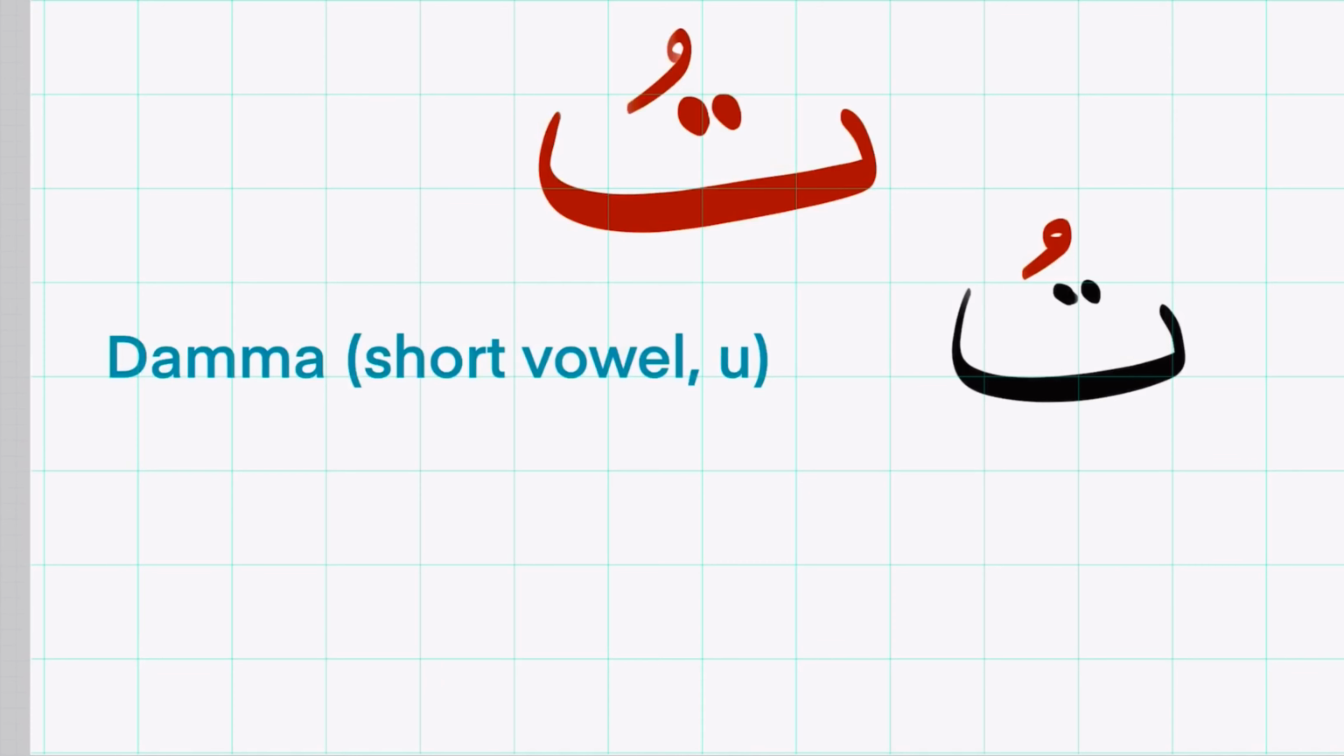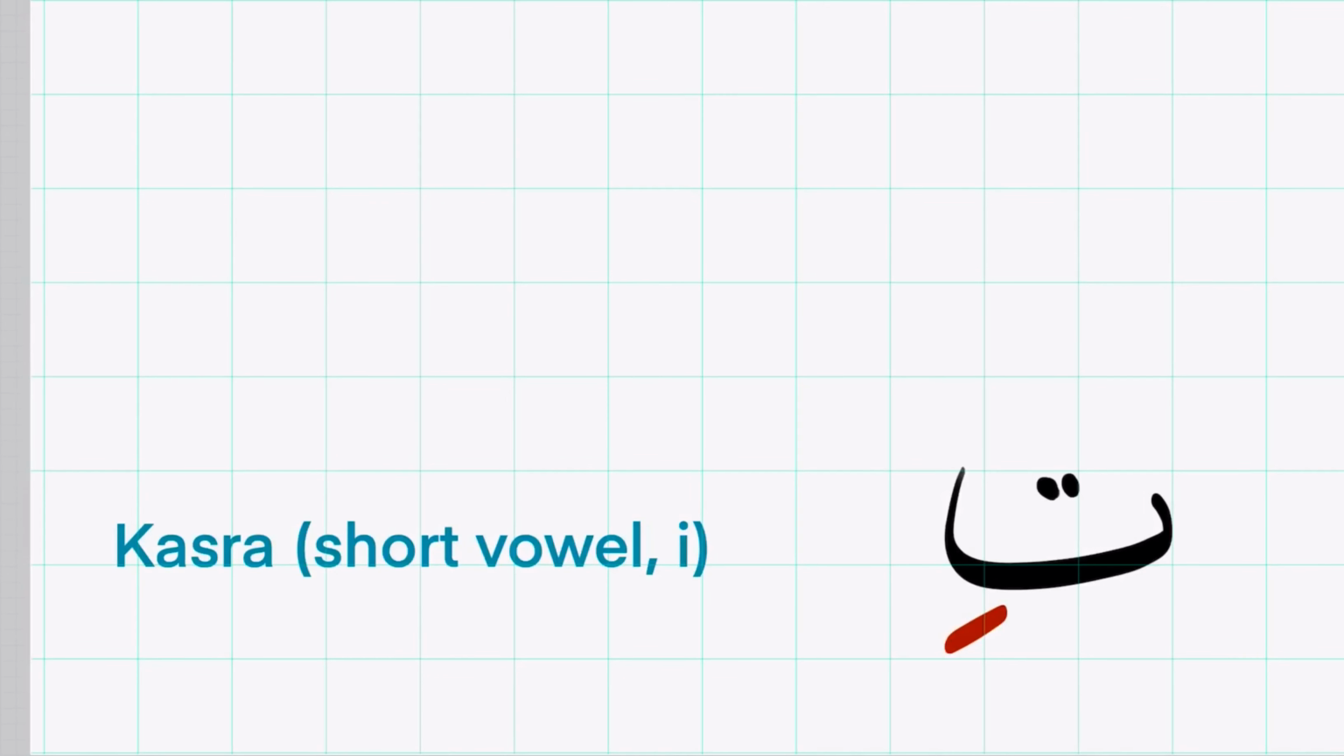The third short vowel, if you remember, would be the kasra. How do you think the pronunciation of the ta letter would be like? It will be ti. How would it look? This is how the ta letter would look with a kasra underneath. The pronunciation will be ti. Again, ti.